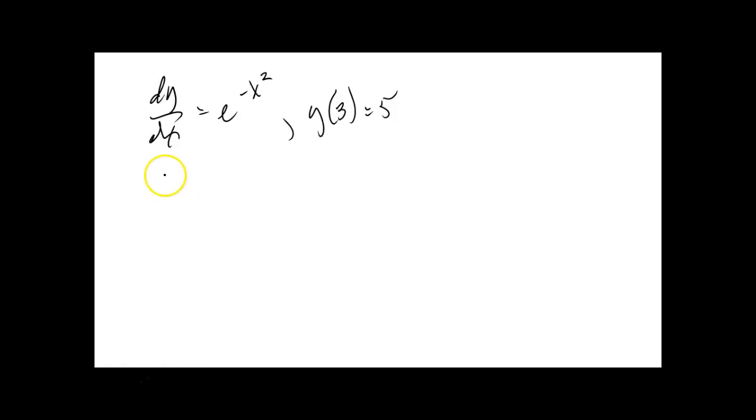Write it in differential form. dy is equal to e to the minus x squared dx. Done. You got all your y's on one side, all the x's on the other side. No y's on the x side, no x's on the y side. And now what do we do? Now we integrate. And what's the antiderivative of dy?